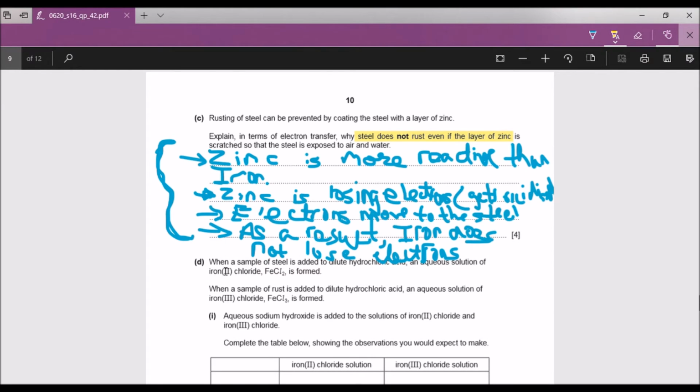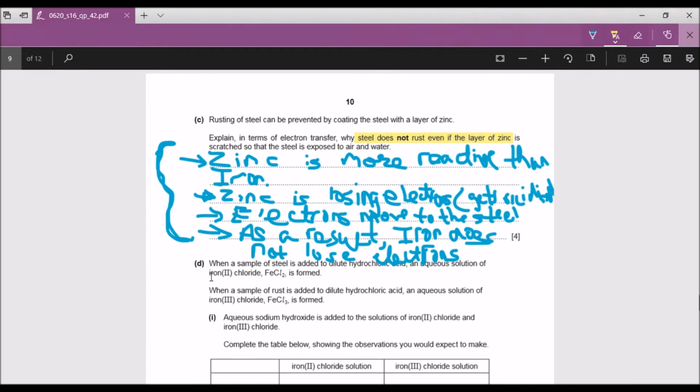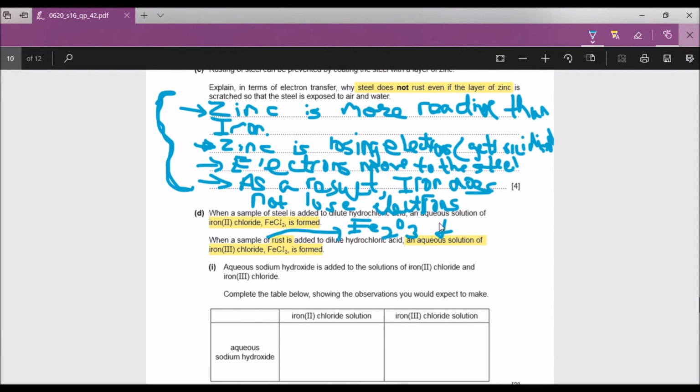So the next part is, when a sample of steel is added to dilute hydrochloric acid, an aqueous solution of iron 2 chloride, FeCl2, is formed. When a sample of rust is added to dilute hydrochloric acid, an aqueous solution of iron 3 chloride is formed. So rust is basically iron oxide. That's all you need to know. Fe2O3 is the formula for rust. It's iron 3 oxide if I'm not wrong. Yeah, it should be iron 3 oxide.